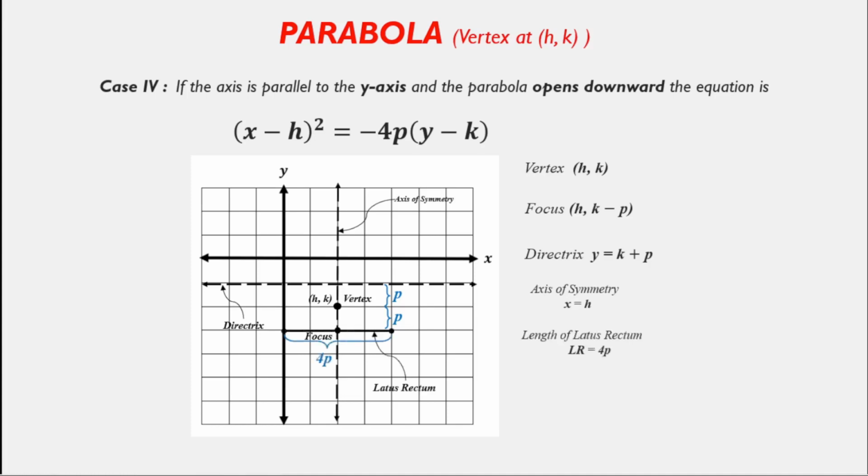And the length of the latus rectum is 4 times the value of p. And the coordinates of the endpoints of the latus rectum are (h ± 2p, k - p). And this is now the graph of the equation, the square of x minus h is equal to negative 4p times the quantity y minus k.